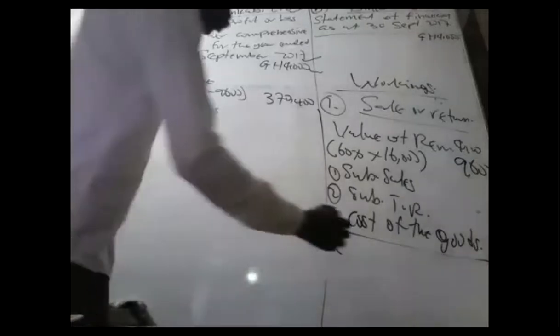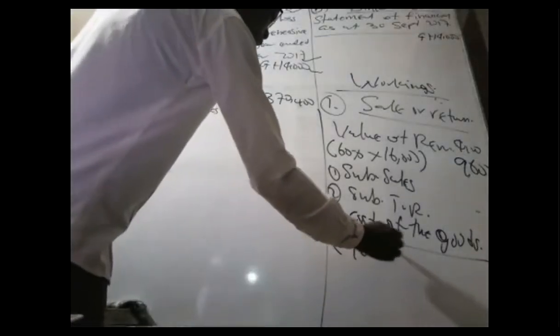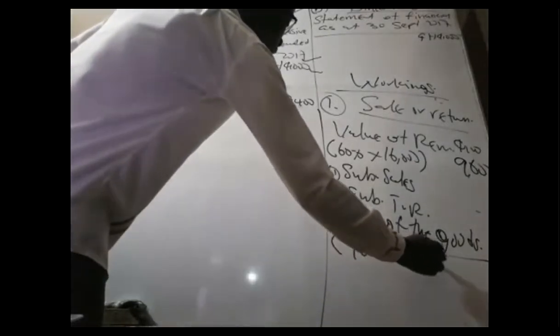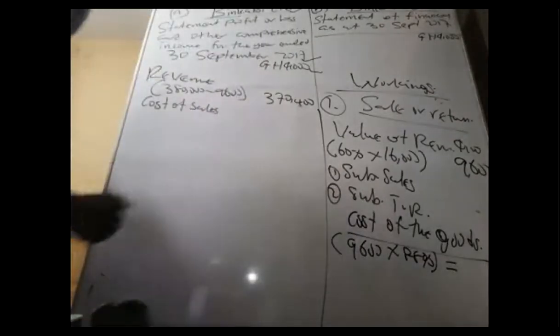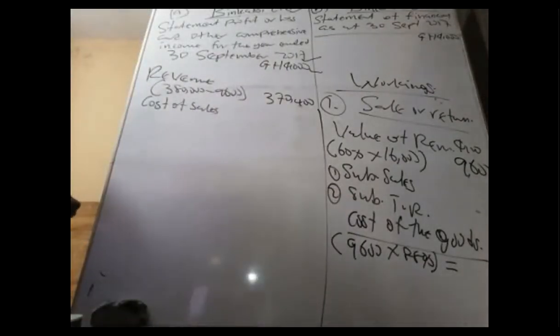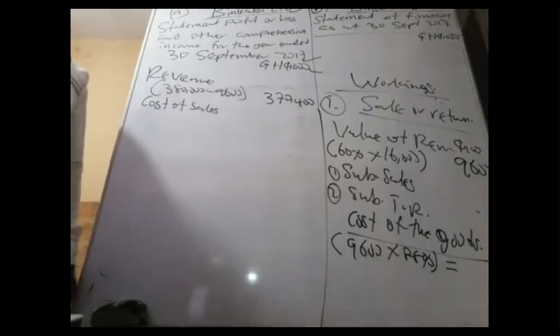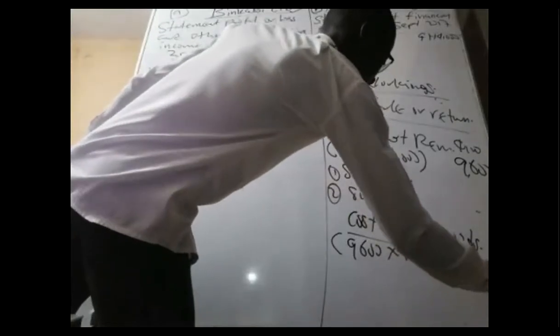So finally, the cost of the goods will be this 9,600 times 88%. Any answer? Why 88? Because the profit loading is 12, so 0.88 times 9,600 gives us 8,448. So the cost is 8,448. What's the entry?